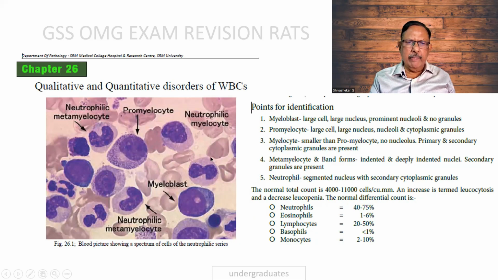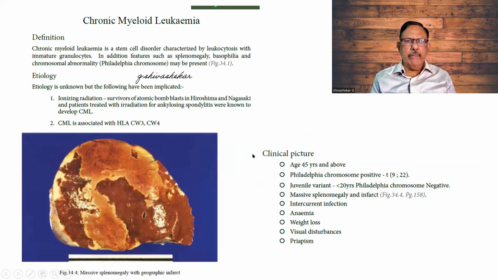These cells are important. Now, chronic myeloid leukemia is basically a stem cell disorder. It is characterized by leukocytosis because of the immature granulocytes. Along with it, there can be splenomegaly. Also, we find that the platelets can be increased because it is basically a stem cell disorder.